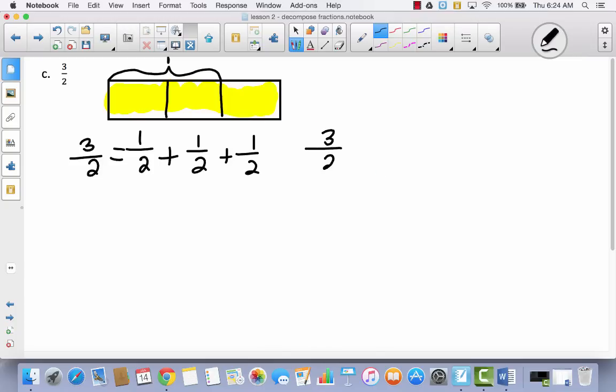So what if we did 3/2 equals 2/2 plus 1/2? And I'm thinking of another way. I bet you might be thinking, well, Miss Jennings, 2/2 equals something different. What if we did this? 3/2 equals 1/2 plus 1/2. That would be another way to decompose this number sentence.